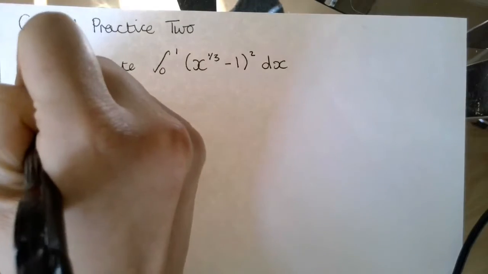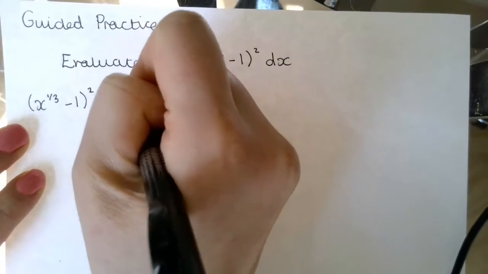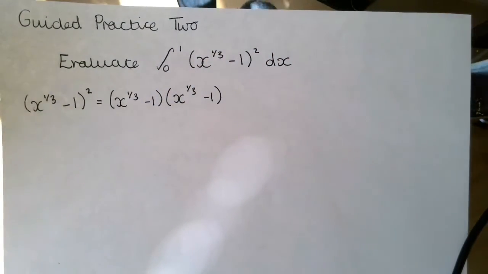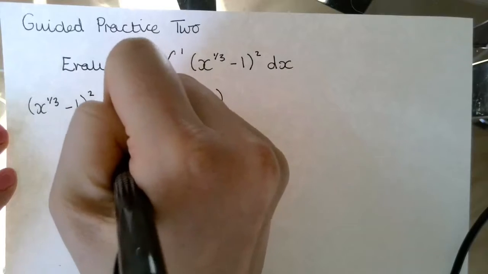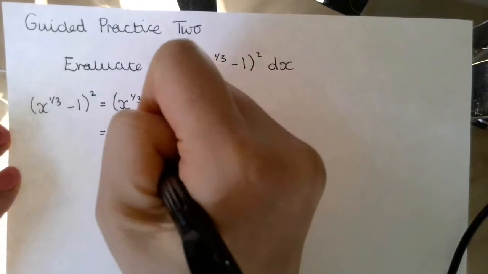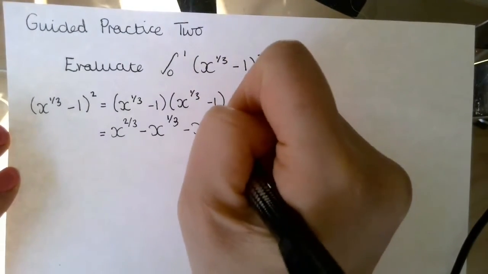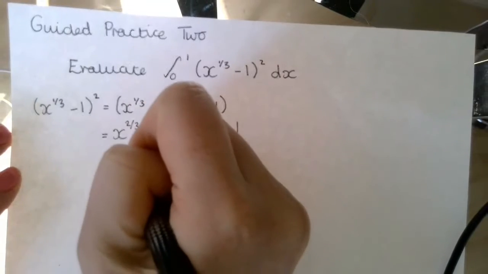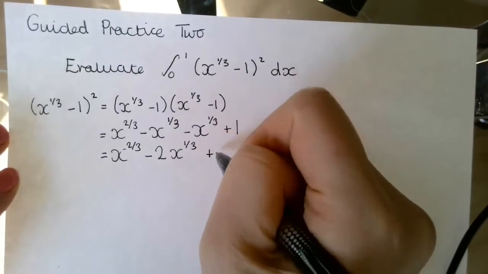So x to the power of a third subtract 1, all squared. We're going to expand the two brackets: x to the power of a third subtract 1, multiplied by itself. When we do x to the power of a third multiplied by x to the power of a third, we add those powers and get x to the power of 2/3. Negative 1 multiplied by x to the power of a third gives negative x to the power of a third, and we've got another one of those. Then negative 1 multiplied by negative 1 is plus 1. So my expression becomes x to the power of 2/3 subtract 2x to the power of a third plus 1.